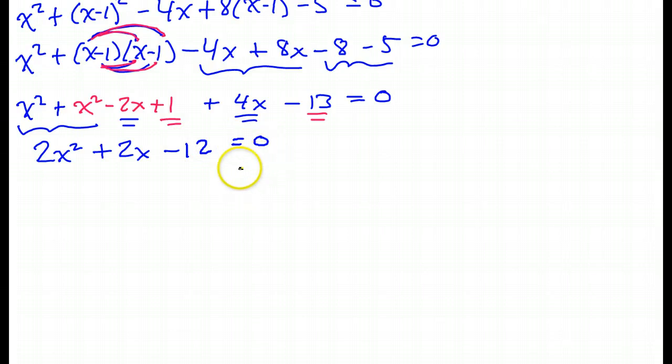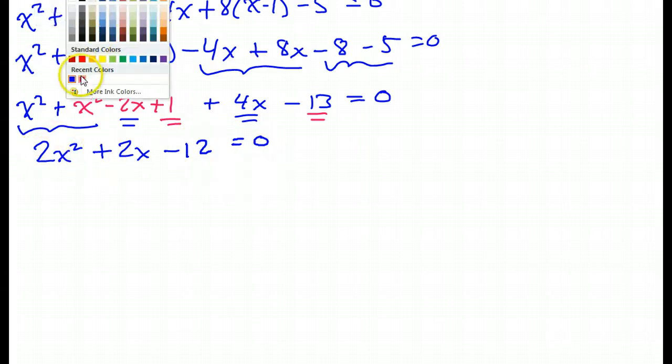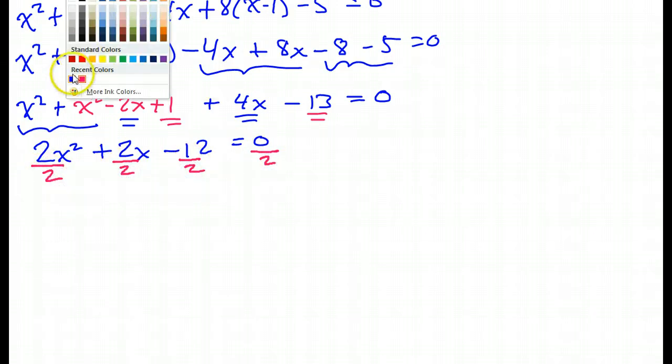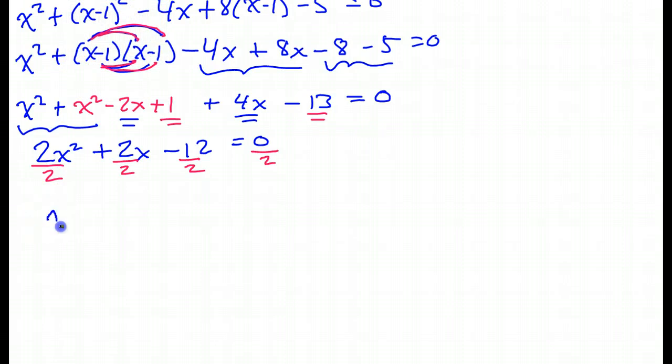Equals 0. Now, you're probably noticing that the GCF, the greatest common factor here, is 2. Because it's an equation, I can simply divide by the common factor. So I'm just going to divide everything by 2, make my life simpler. Why not? Life is complicated enough. So that's x squared plus x minus 6 equals 0.